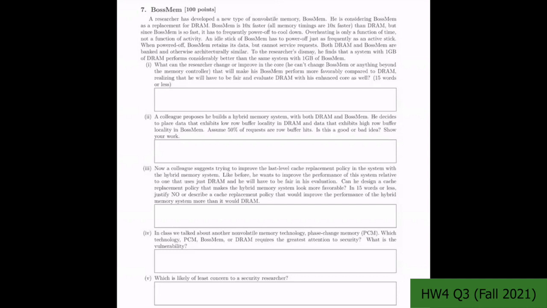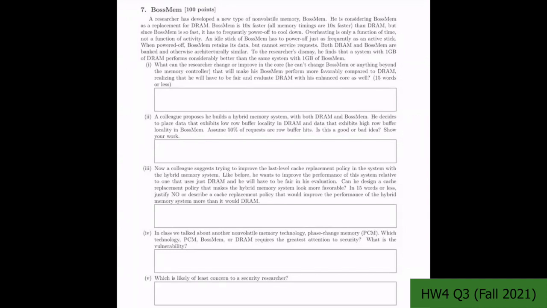And the first question is, what can the researcher change or improve in the core? He can't change BossMem or anything beyond the memory controller. That will make his BossMem perform more favorably compared to DRAM.